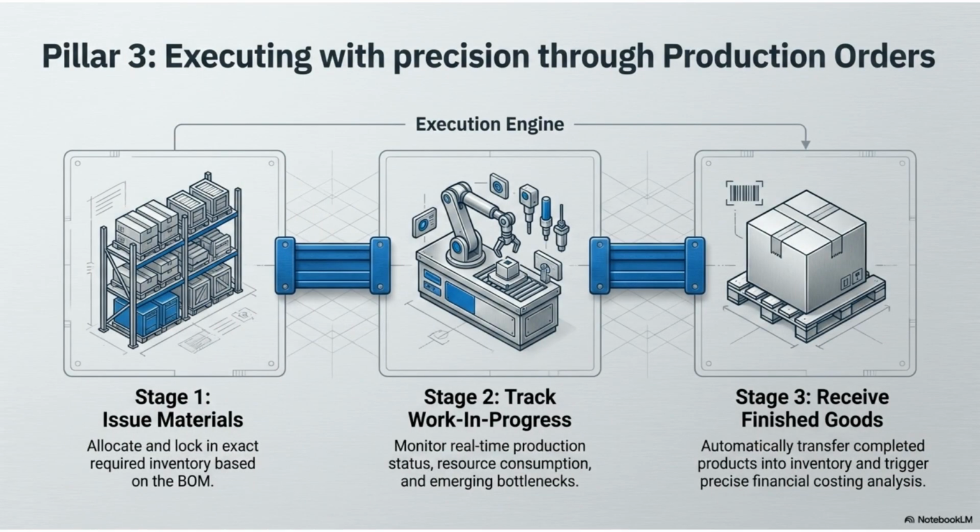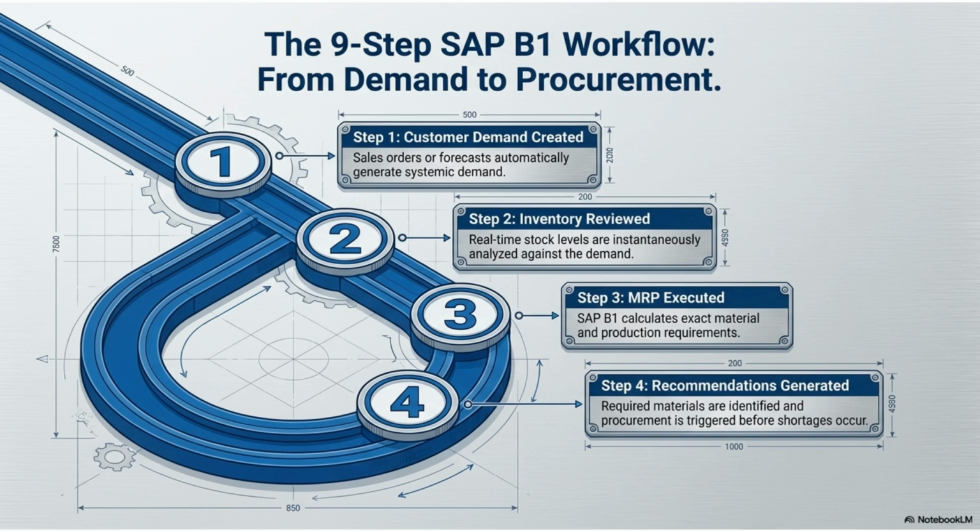Pillar 3 focuses on executing with precision through production orders: monitor real-time status, manage work in progress, and automatically update inventory levels. Follow the 9-step SAP POP workflow. This process begins with creating customer demand, reviewing inventory, executing MRP, and generating procurement recommendations.